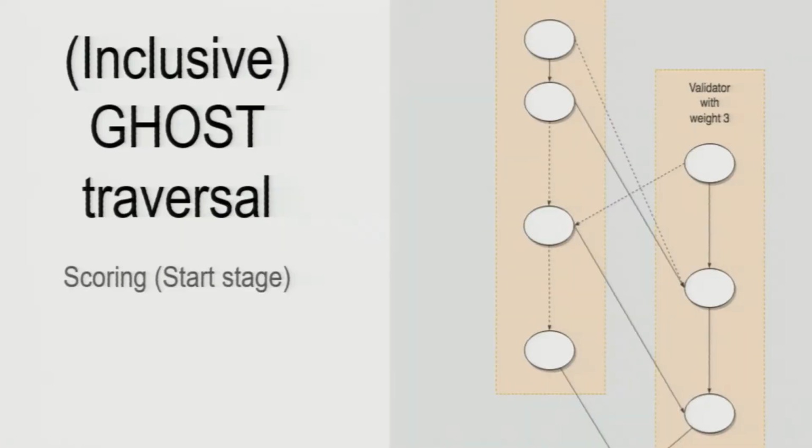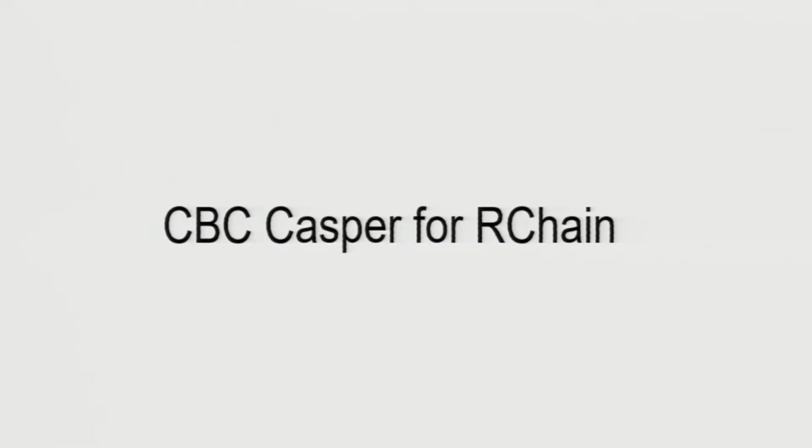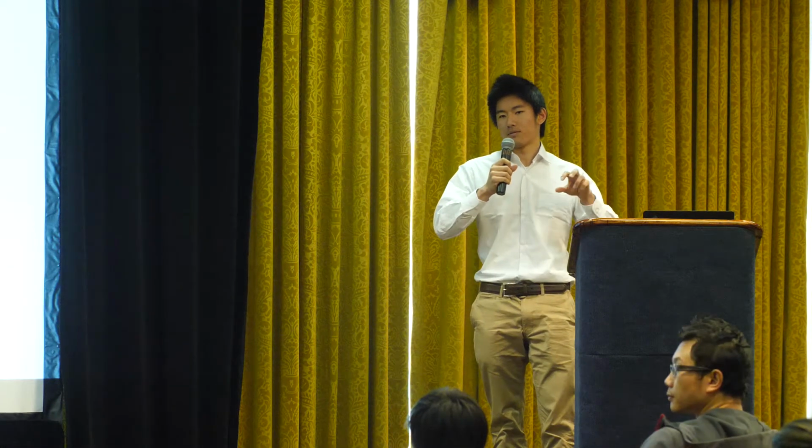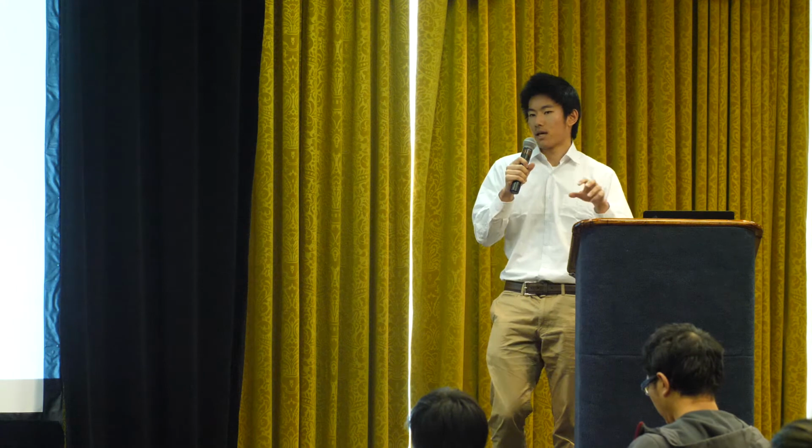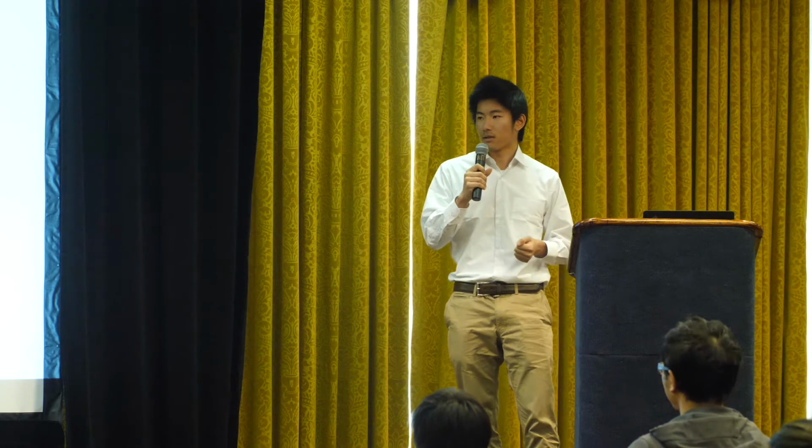And so one way I want to frame this is to separate Casper into three components, one of which Mike has already touched on, which is how equivocations and slashing work. But the second aspect is, how do you figure out which block to build on top of? What is the latest tip? And this will be done in RChain through inclusive GHOST. I'll describe this later.